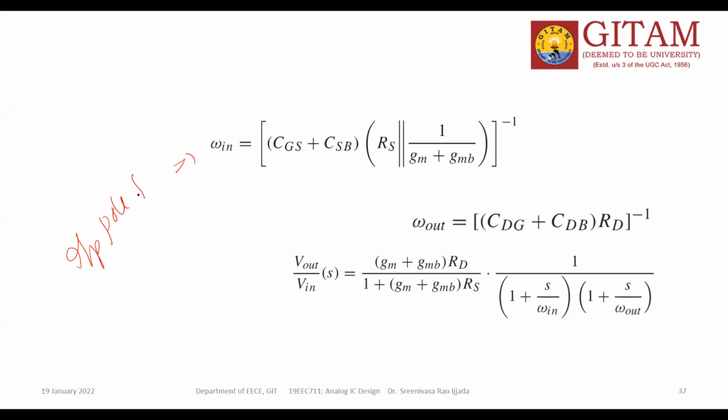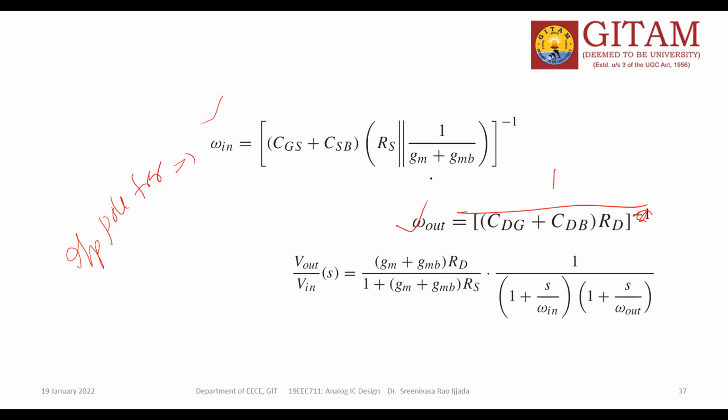Similarly, the output pole frequency. For the output pole frequency you should look into the output and find the equivalent or output resistance, that is RD only, and the output capacitance is CGD plus CDB. That means 1 by RD times that capacitance. That's it. So you have one input pole and one output pole.